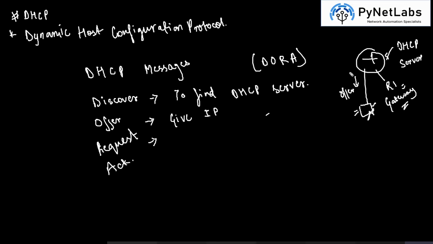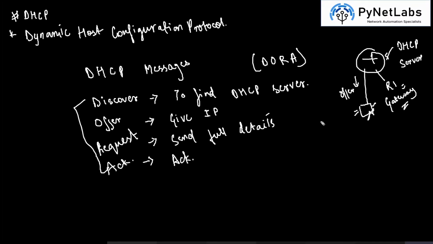like 10.1.1. Then this PC says that I am okay with this IP address and I would request you to send full details. So we can call it as request message. So in request message, PC asks for the further details of IP address. Then router shares the details with an acknowledgement that okay, these are the details and here is your IP address. So this is how these different messages work together in order to make DHCP work.